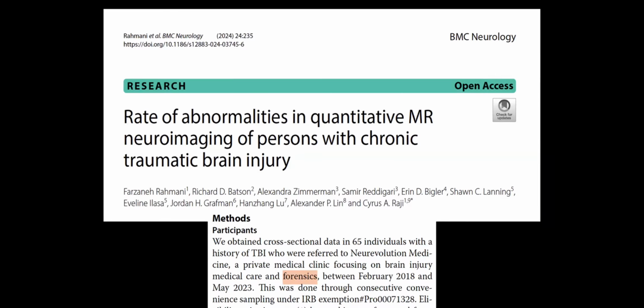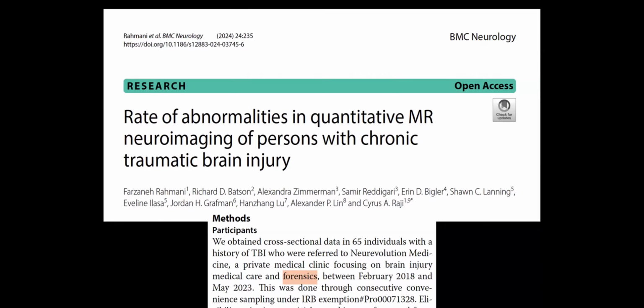Really, the reason we did this study was because we had advanced imaging in these forensic cases. And because forensics is a point of controversy, we wanted to ask the question, how many abnormalities do we frequently observe on these advanced techniques? Nobody had published that before. Nobody had studied the forensic population before.